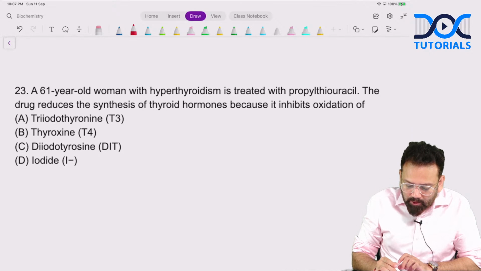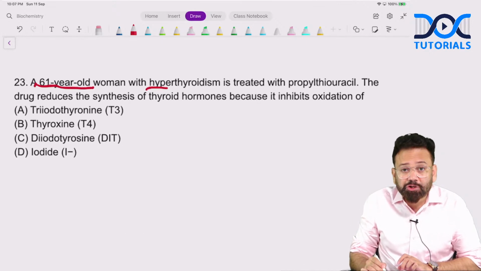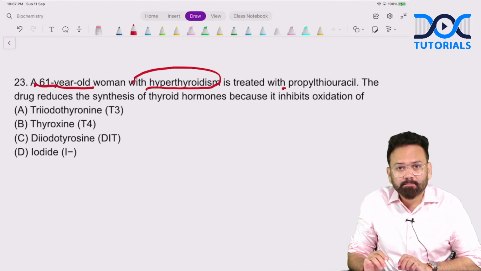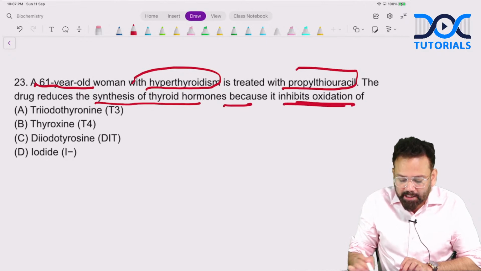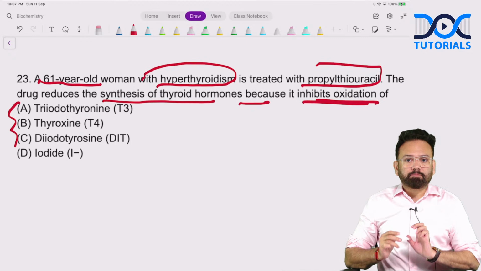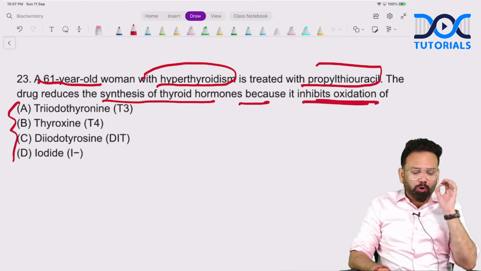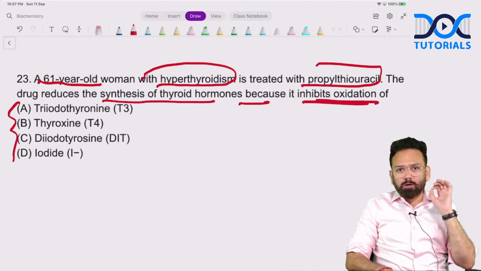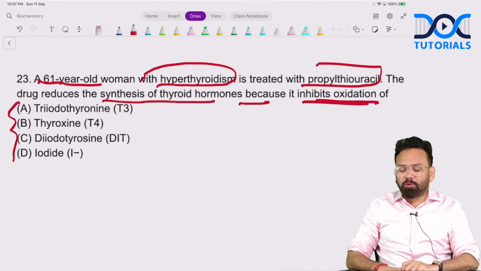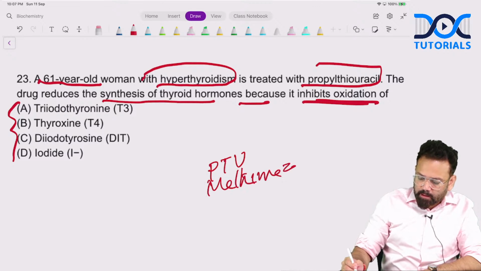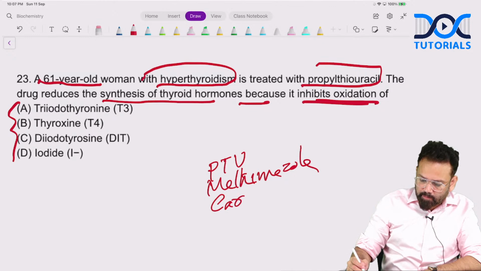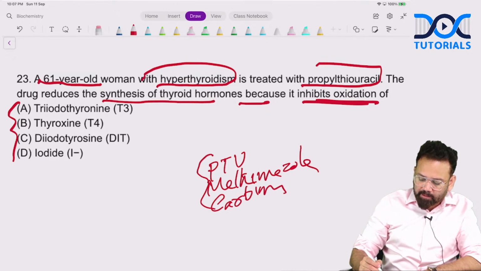A 61-year-old woman with hyperthyroidism is treated with propylthiouracil. This will reduce synthesis of thyroid hormone because it inhibits oxidation of what? Propylthiouracil, methimazole and carbimazole all work on one enzyme. What is that enzyme? The thyroid peroxidase enzyme.